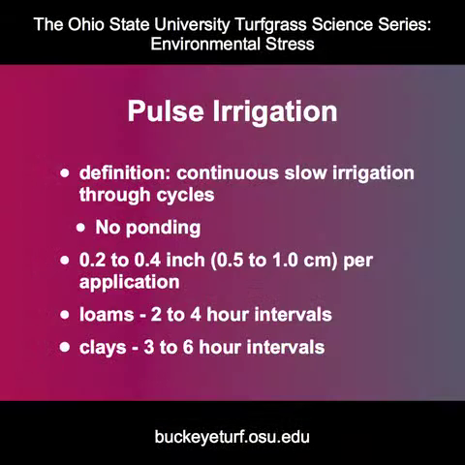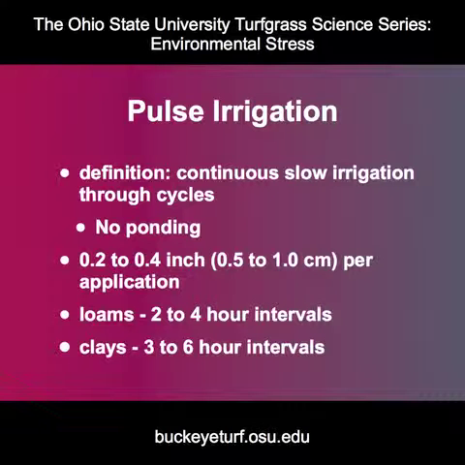Continuous slow irrigation through cycles, referred to as pulse irrigation, is better than ponding or periodic heavy leaching to remove total soluble salts from the root zone. Pulse irrigation as a general rule means applying 0.2 to 0.4 of an inch of water per application with an interval of 2 to 4 hours per cycle. For loams, this is a 2 to 4 hour period. For clays, that interval may be 3 to 6 hours.